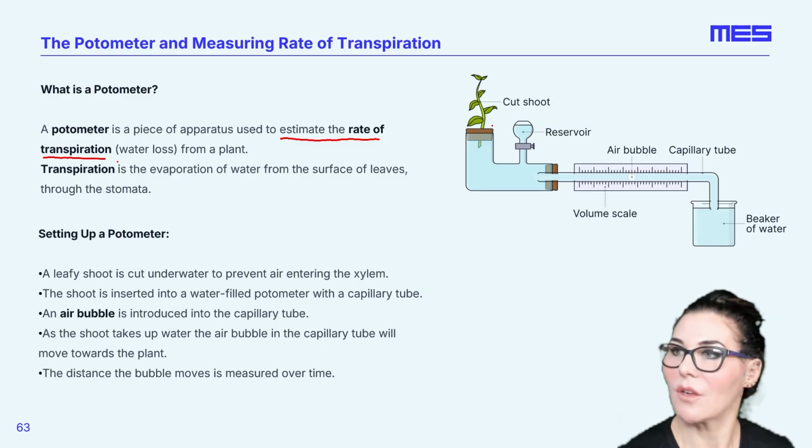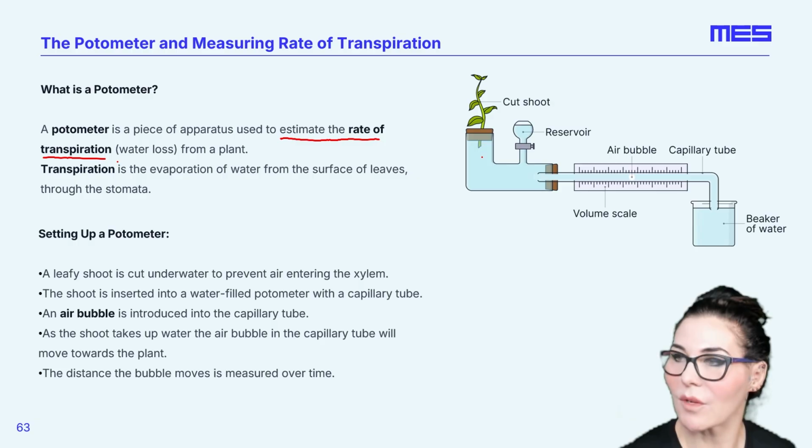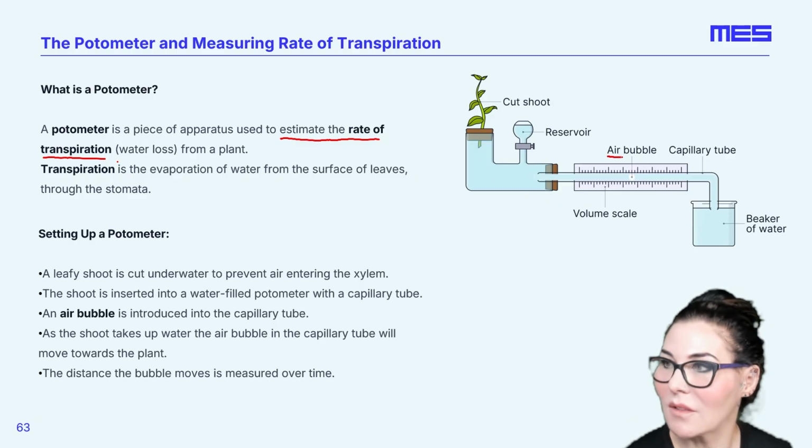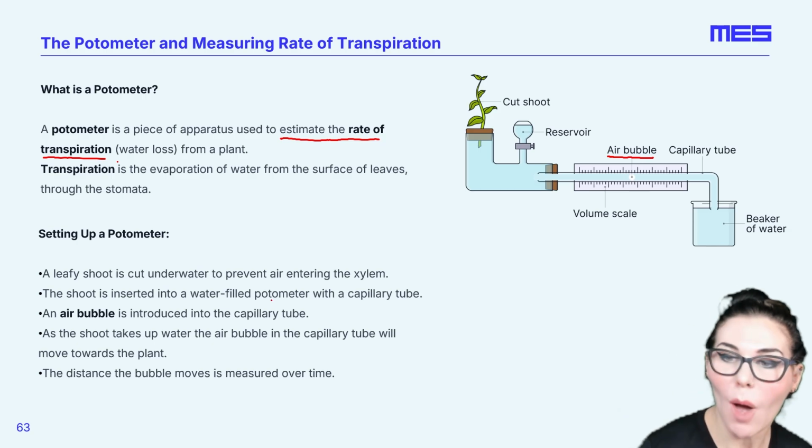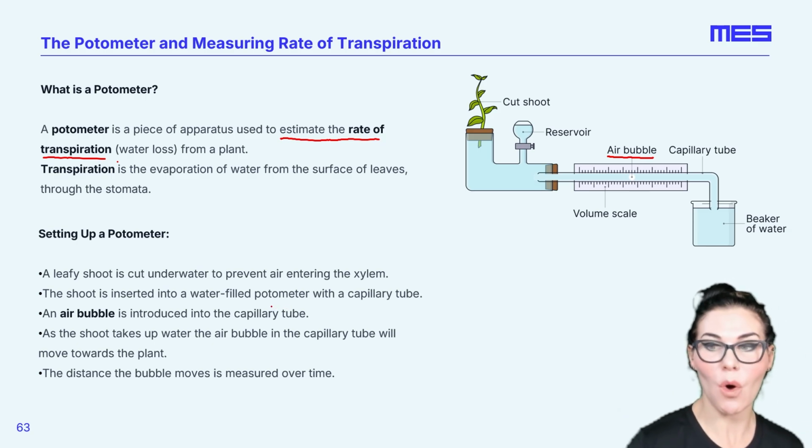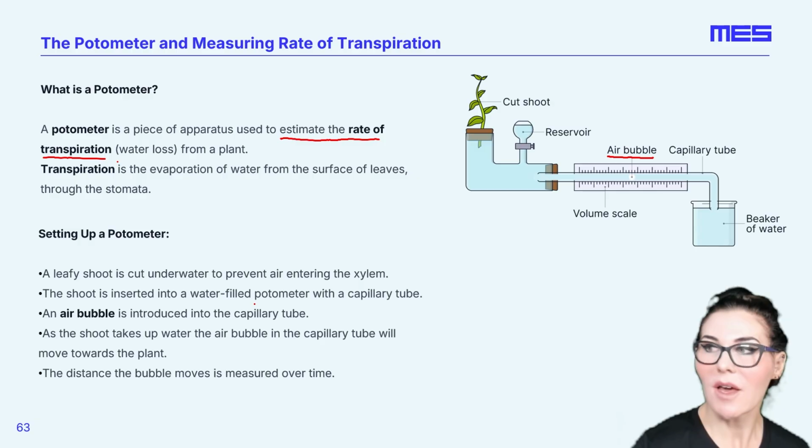So effectively, you're filling up this equipment with water and you're putting your plant into the equipment underwater. Now, you'll notice there is an air bubble here. That's because we purposely introduce one air bubble into the capillary tube, because that air bubble is what we're going to follow in order to estimate our rate of transpiration. How do we do it?